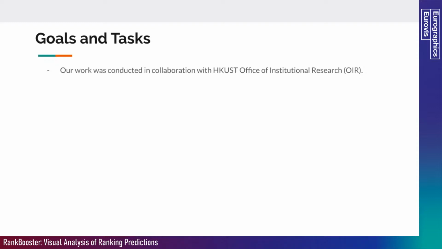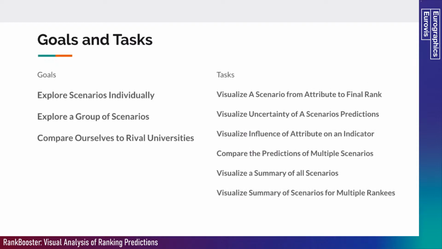Our work was conducted in collaboration with our university's Office of Institutional Research. It is with them that we created the following goals and tasks. Here we can see that we have 3 different goals. We want to be able to explore the scenarios individually as well as in a group. And finally, we want to be able to compare ourselves to other rival universities. To do this, we created 6 different tasks.